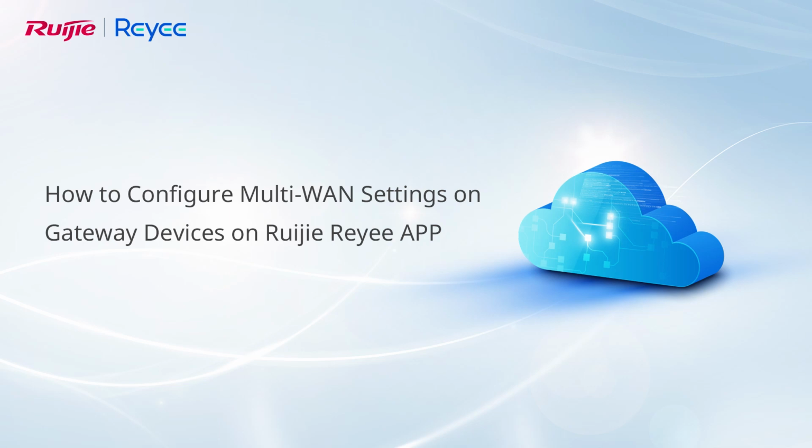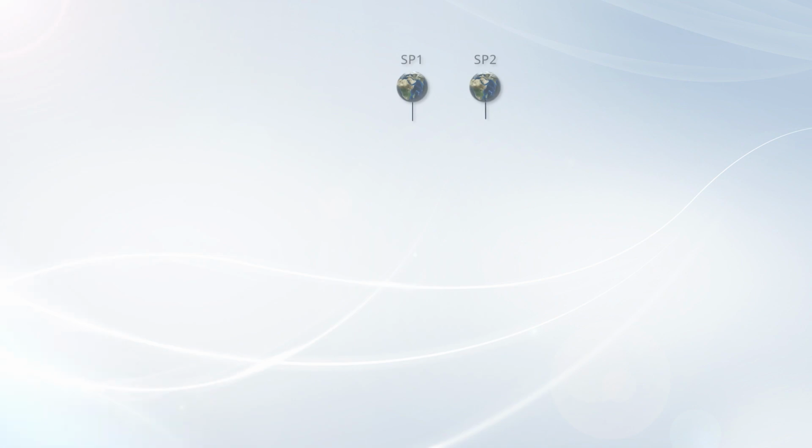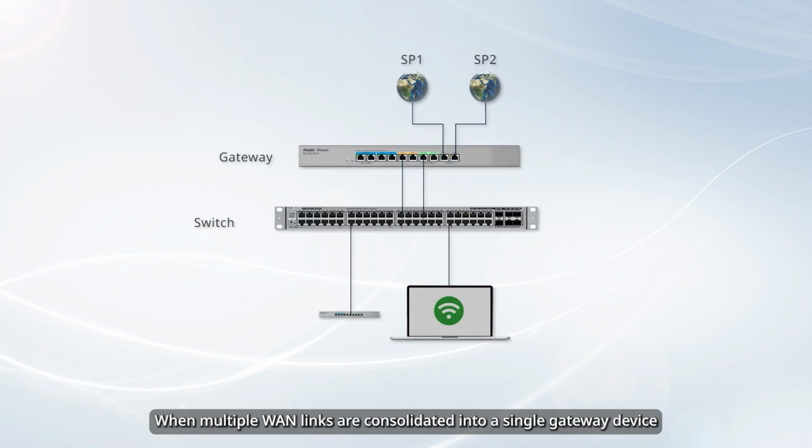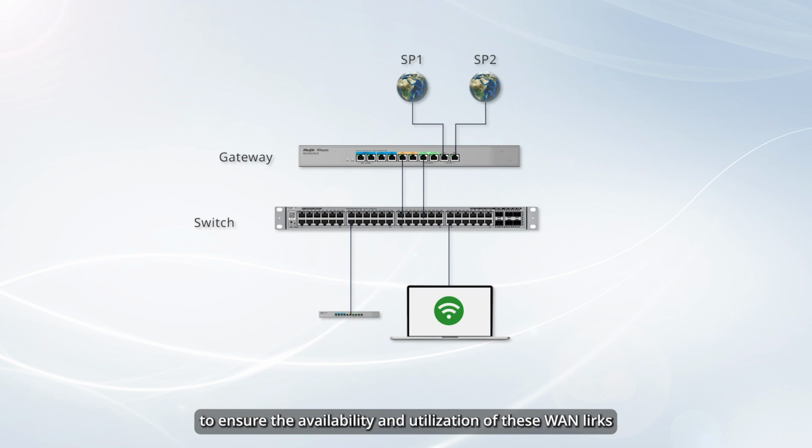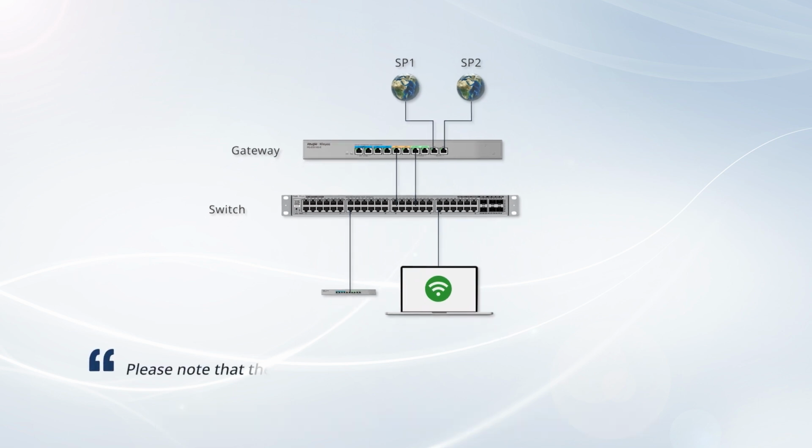How to configure multi-WAN settings on gateway devices on Ruijie Reyee app. When multiple WAN links are consolidated into a single gateway device, to ensure the availability and utilization of these WAN links, it is necessary to configure multi-WAN settings on the gateway device.